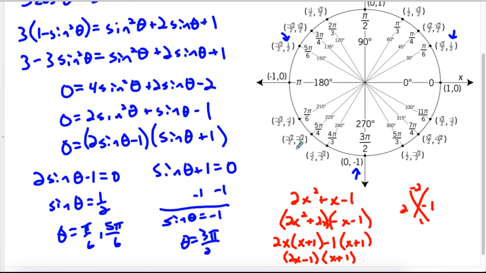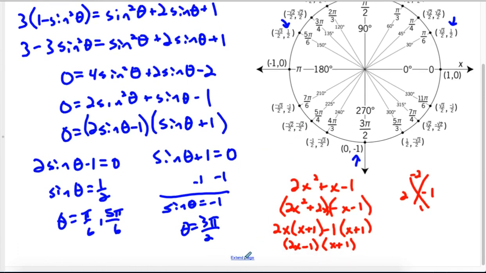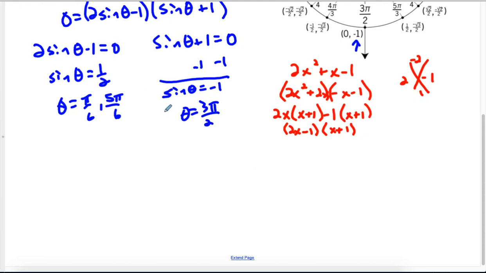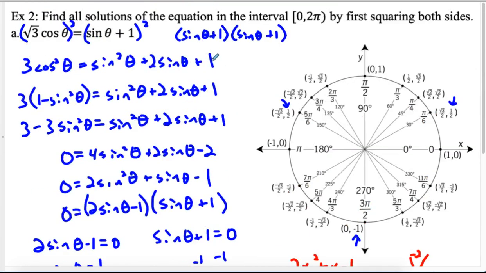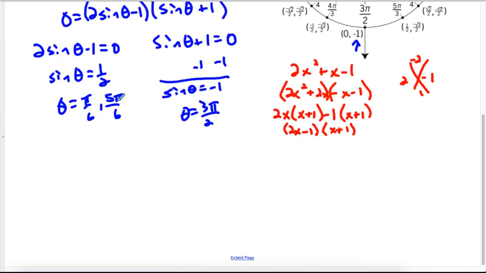Okay? Now, there is actually one extra step to this problem. Whenever we square both sides of an equation, or technically raise both sides to any even power, we could introduce extraneous solutions. Okay? So whenever we square both sides, we need to check for extraneous solutions. That just means I need to take each of these values and plug them into my original equation, right, without the square.